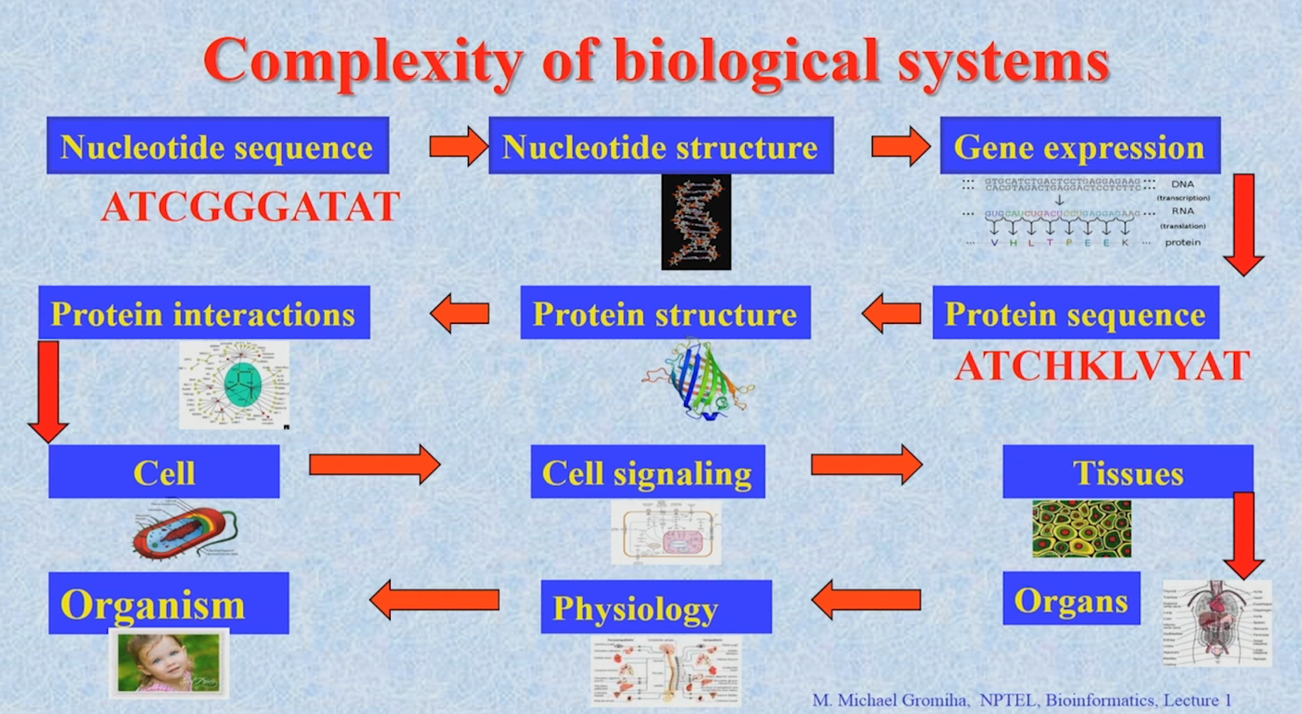So, if we go with the nucleotide sequence, then we go with the nucleotide structure, and from nucleotide structure we go to the gene expression. So, we go from DNA to RNA and RNA to protein. Through gene expression, finally, we get the protein sequence. Once we have the protein sequence, we go to the next level, protein structure, and from protein structure to protein interactions. Protein interactions happen in the cell, and then we go to cell signaling, then tissues, and develop the organs and the physiology of the system, and finally the organism. So, this is the complexity of the biological systems.